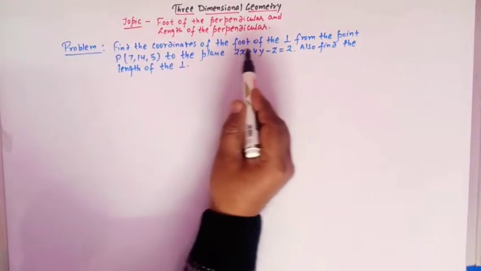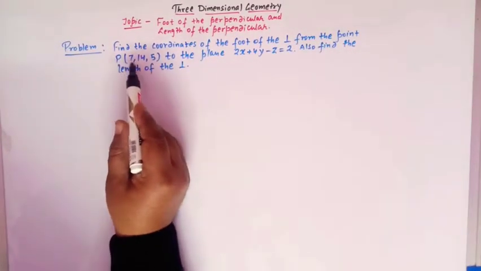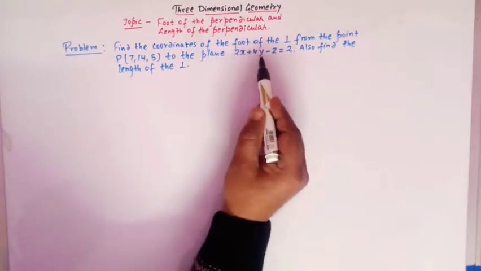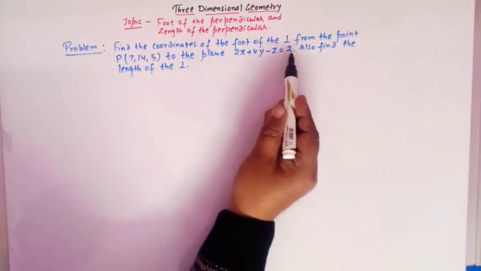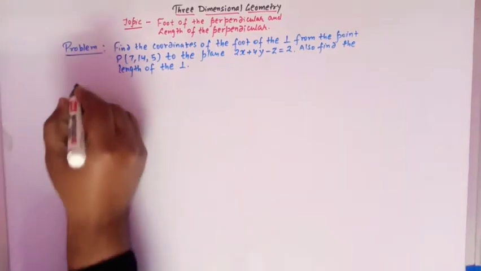Find the coordinates of the foot of the perpendicular from the point P (7, 14, 5) to the plane 2x + 4y - z = 2, and also we have to find the length of the perpendicular. Okay, so let us start.